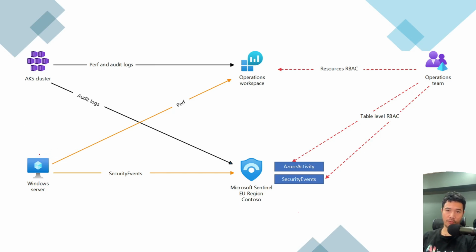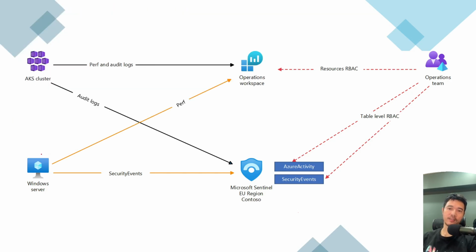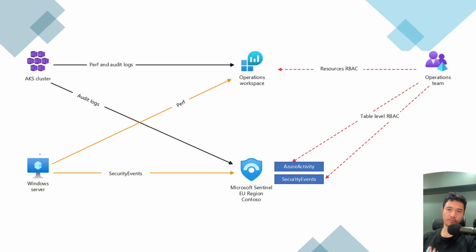Today we'll walk through a real-world use case, Event 1102, which occurs when someone clears the Windows security event log. Let's see how we can detect this using an Azure automation rule.